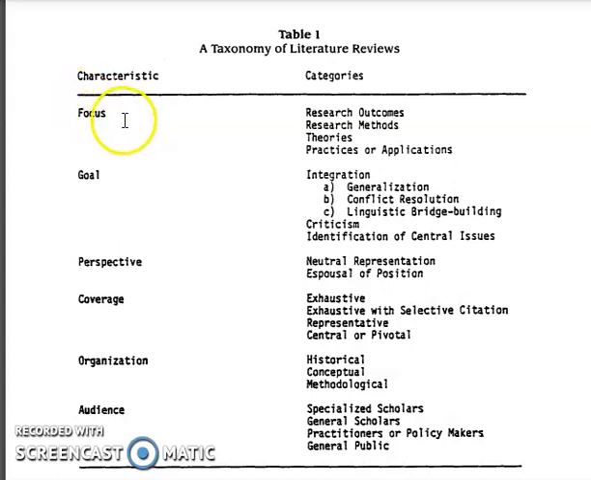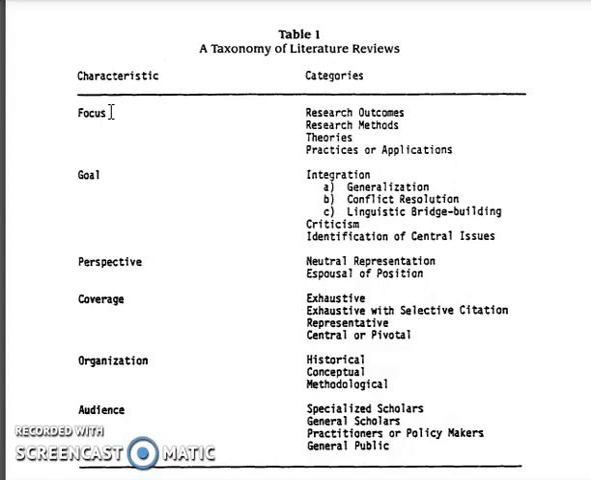Now in this, focus is what is the focus of the literature review? What is the idea which is central to the reviewer? In this, it can be the research outcomes and comparison of different outcomes, different research that has been carried out at different places. Then the focus can be on the research methodologies which have been used to carry out that research. Then the focus can be on the theories and practices, or the focus can be on the application. So either we are interested in the research outcomes, the research methodologies, the theories, or the practices.